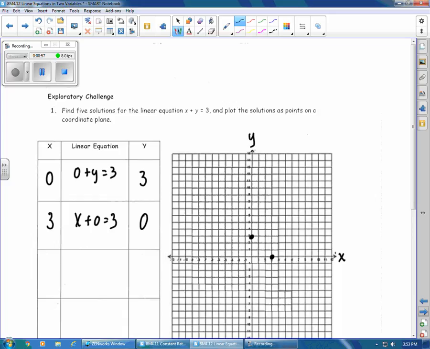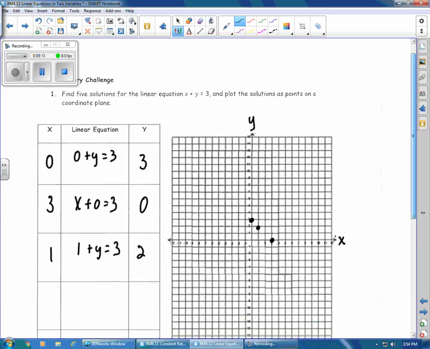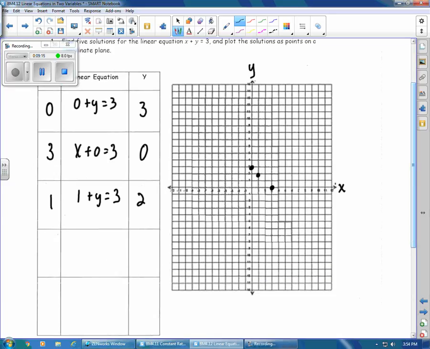So I'm going to set x equal to 1. 1 plus y equals 3. And if I subtract 1 from both sides, I know that y is going to be 2. So I'll come over to 1, go up 2, and there's that point. I can do the same thing with y. I can set y equal to 1 and see what I get. So x plus 1 equals 3. It's going to be 2. So come over to 2, up 1.